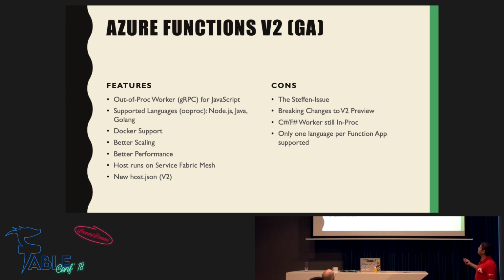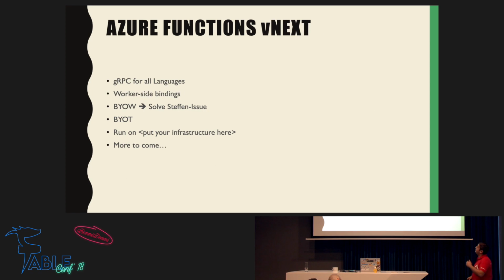Another problem is C# and F# workers are still running in process. We'll see why and how. And there were some breaking changes, which might be a problem if you worked with extensions or with bindings a lot before. Okay, what's the future?